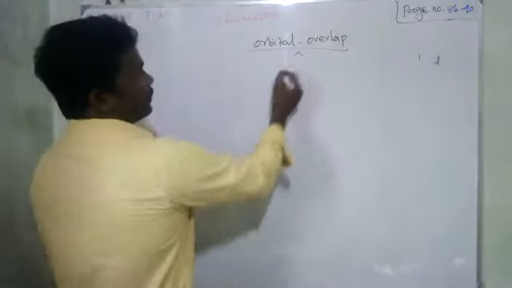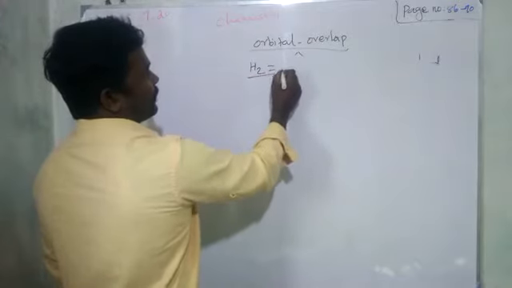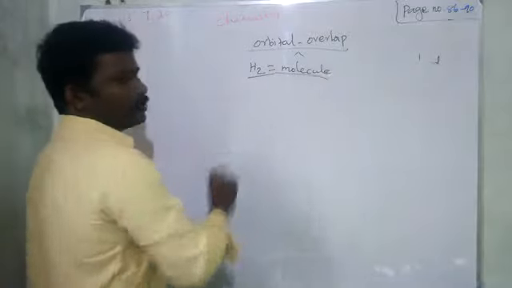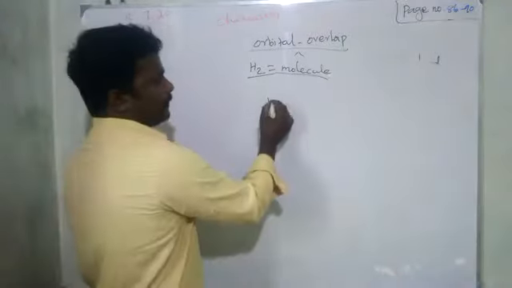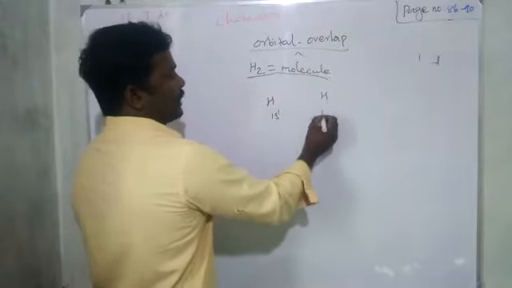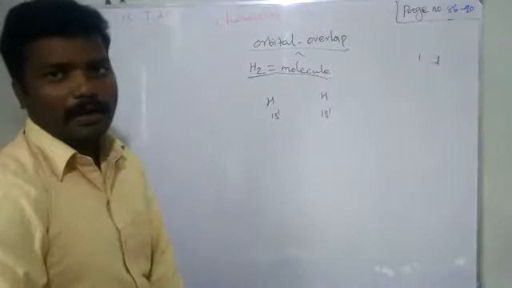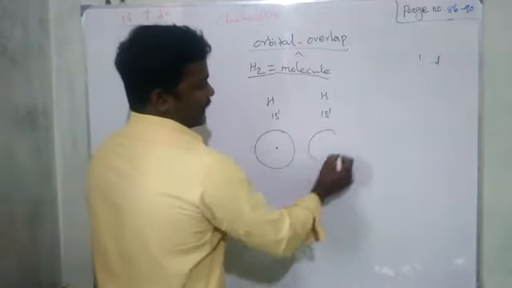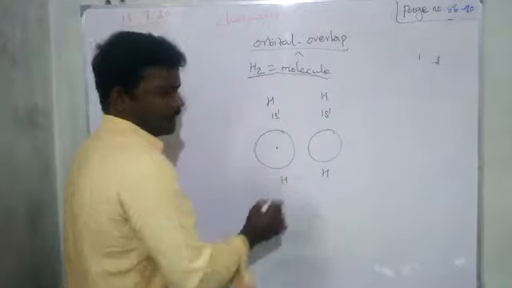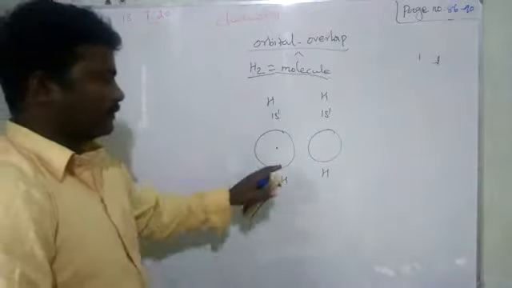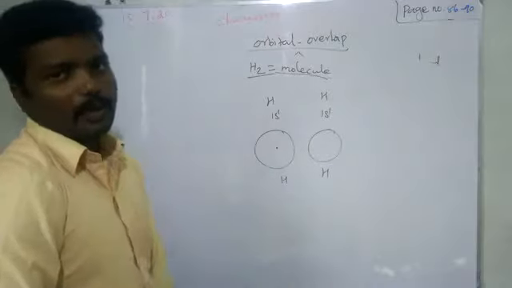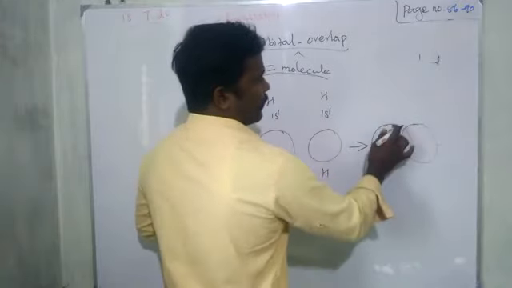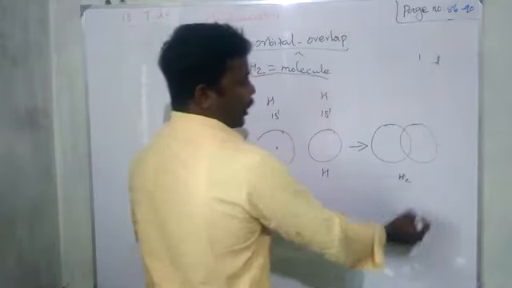First one, hydrogen molecule formation. So hydrogen molecule H2 is made up of two hydrogen atoms. Each hydrogen atom has one electron. So you know that the s orbital has a spherical shape, for the first hydrogen and for the second hydrogen. Now they are going to overlap, both having 1s orbital. If they overlap, like that the hydrogen molecule will form.